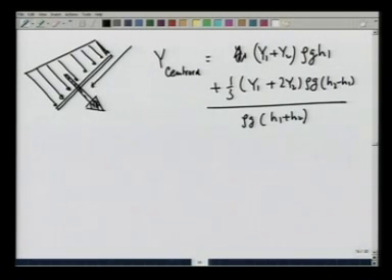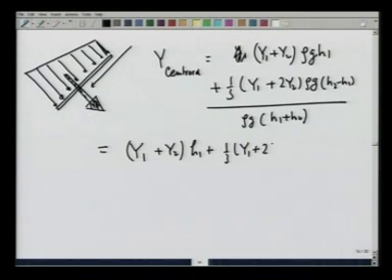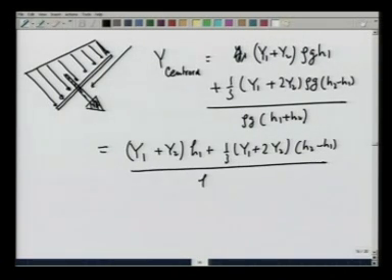You work it out and this comes out to be y1 plus y2 times h1 plus 1/3 y1 plus 2 y2 times h2 minus h1 divided by h1 plus h2. That is the distance measured along the sheet.